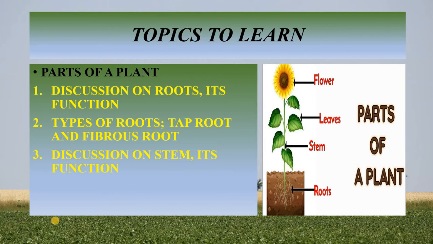Here you can see the parts of a plant like flower, leaves, stem, roots, all the parts are there. Today we will be learning about roots and stem: the definition of root, types of root, the functions of root, and then we will discuss stem and its function.